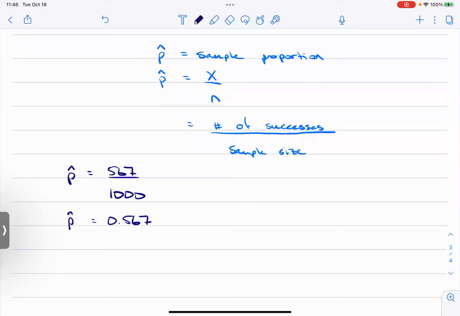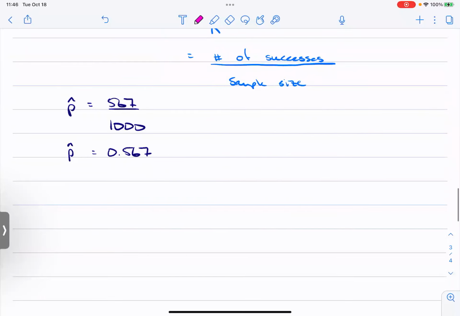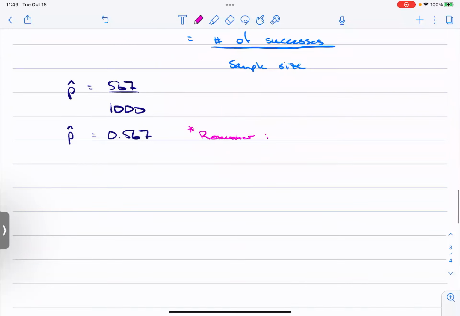Remembering about proportions, proportions have to be between 0 and 1. So if you find yourself writing a proportion that's not between 0 and 1, something's gone wrong. And so let's just remember here: proportions must be between 0 and 1.